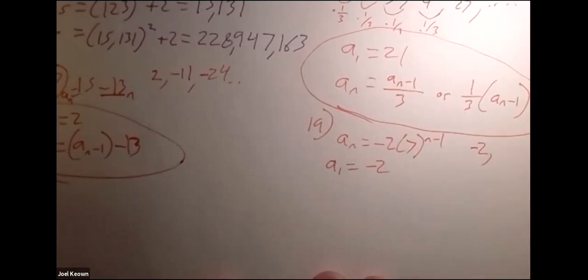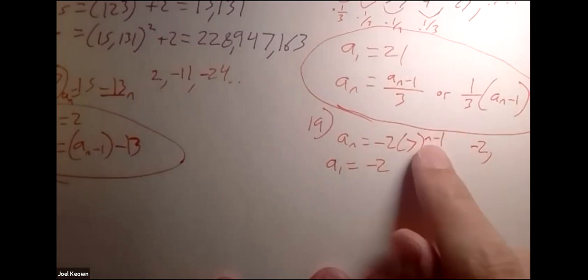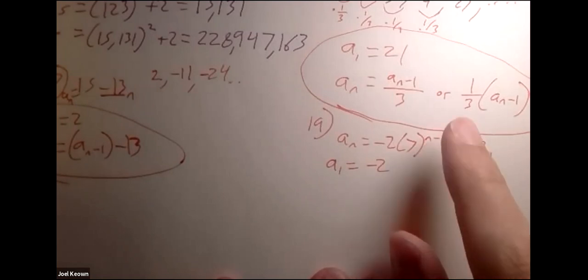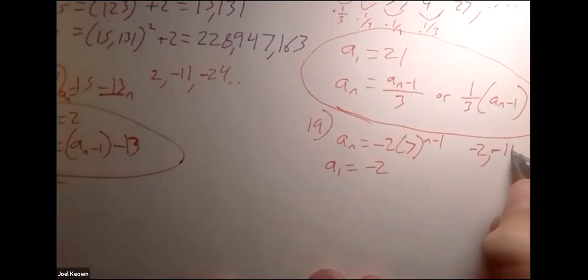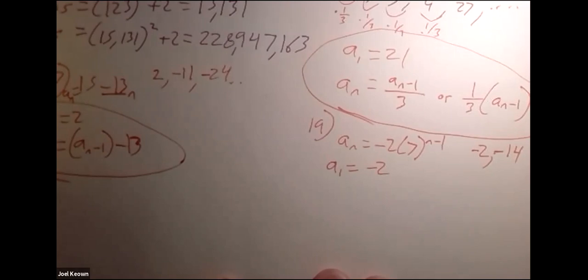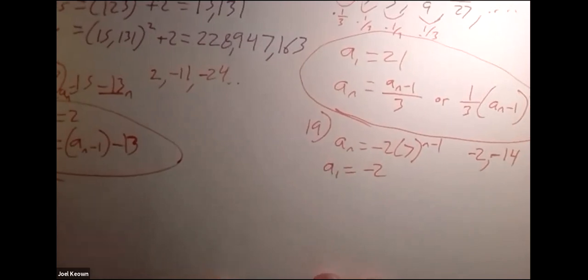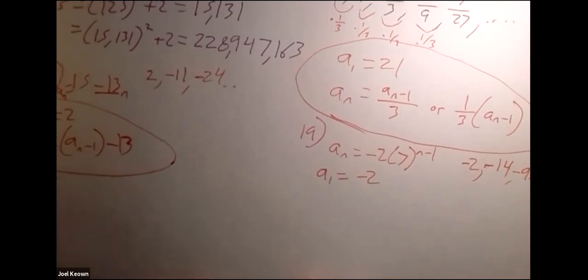Well, let's say I plug 2 in. If I plug 2 in, 2 minus 1 is 1. 7 to the first power is just 7. 7 times negative 2 would be negative 14. And if I plug 3 in, negative 2, put that in my calculator, 7 to the 3 minus 1, or second power, and I get negative 98. Okay.